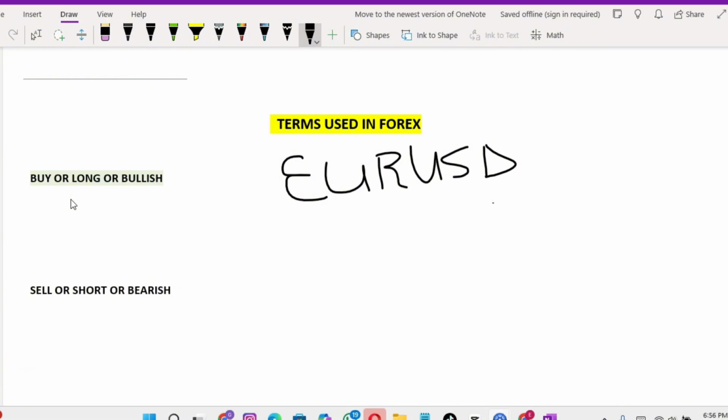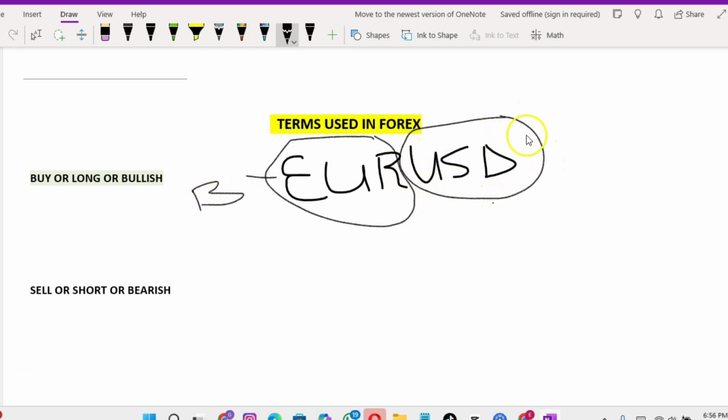What I mean is, if you are trading a pair like Euro USD, if you click the buy button, it means that Euro, which is the base currency, will increase in price against USD, that's the United States dollars, which is the quote currency. So buying simply means that you are anticipating an increase in price of a particular currency against the other.